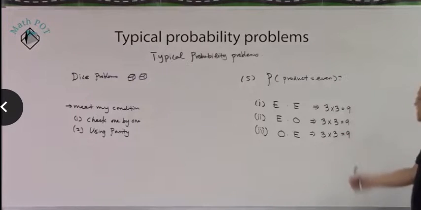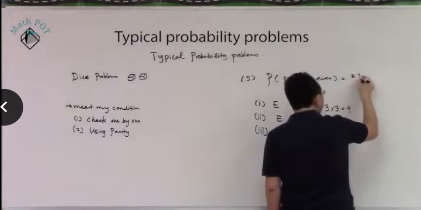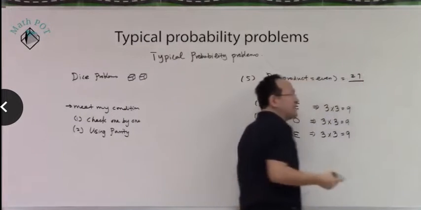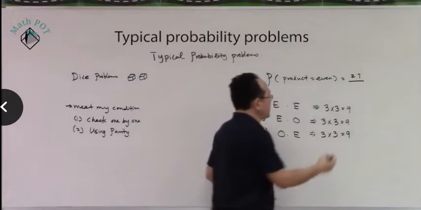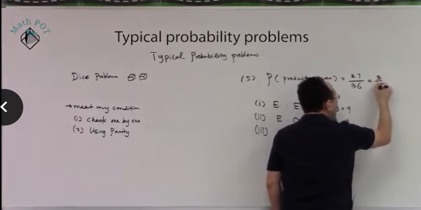Of course, add together, that gives us the favorable outcomes. Clearly, that gives us 27. The favorable outcomes are 27. The total outcome is 36. Of course, simplify, the final answer is 3 over 4.